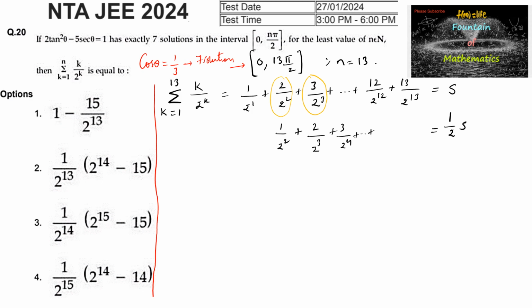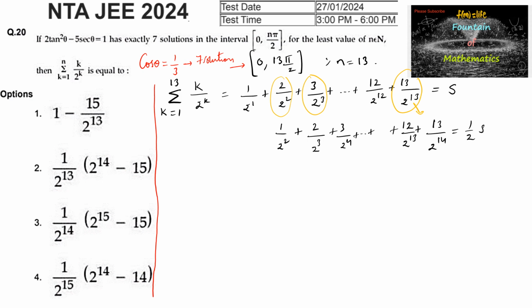1 by 2 into 12 by 2 power 12 will become 12 by 2 power 13, and the last number 1 by 2 into 13 by 2 power 13. So let me write here 13 divided by 2 power 14 is equal to 1 by 2s.